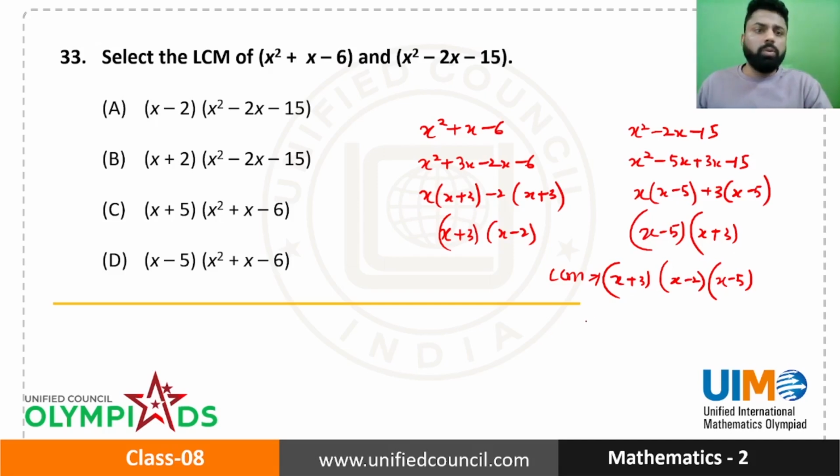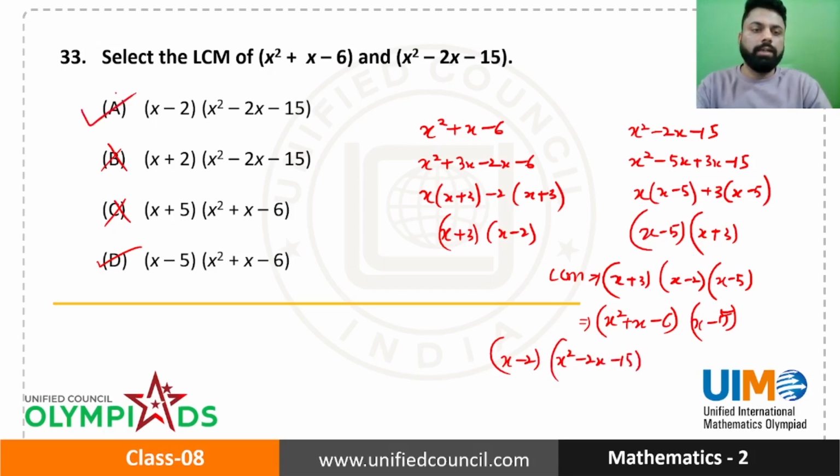Now x minus 2 is there. So if we multiply it, this is x square plus x minus 6 multiplied by x minus 5. So the option is the correct answer. And x plus 2 is not there, x plus 5 is not there, and if we take x minus 2, so this will become x square minus 2x minus 15. A option is also the correct answer. So A and D are the correct answer for this particular question.